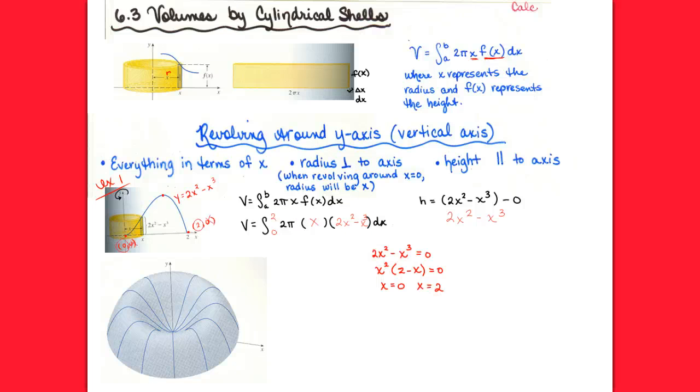Now, remember where we get those upper and lower limits of integration? They come from taking the two equations and setting them equal to each other and solving. So in this case, our two equations were 2x squared minus x cubed and 0. We set those equal to each other and solved, and we got 0 and 2. So that's where those come from. It's the points of intersection.